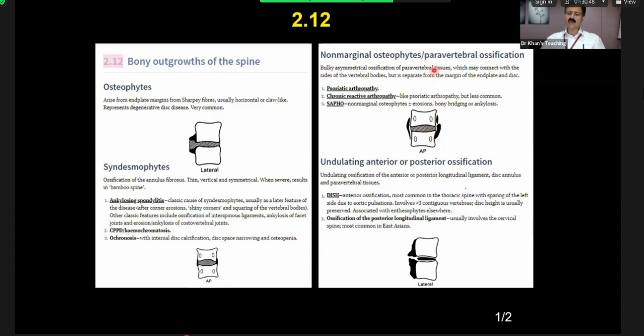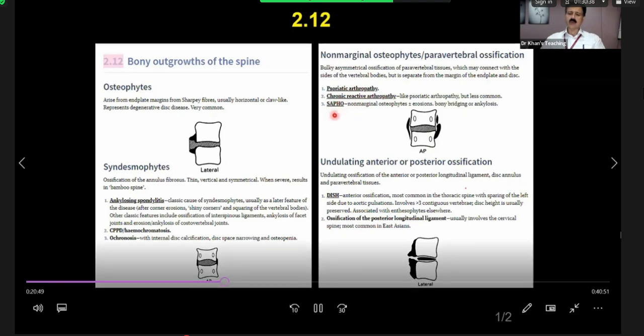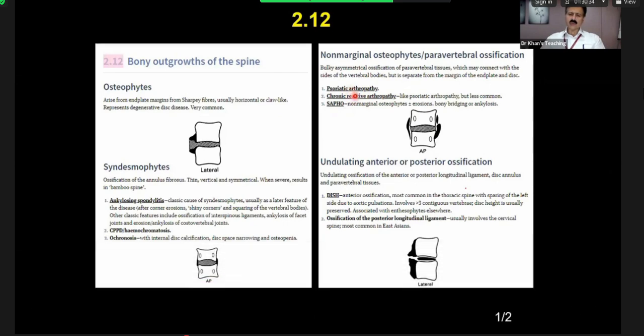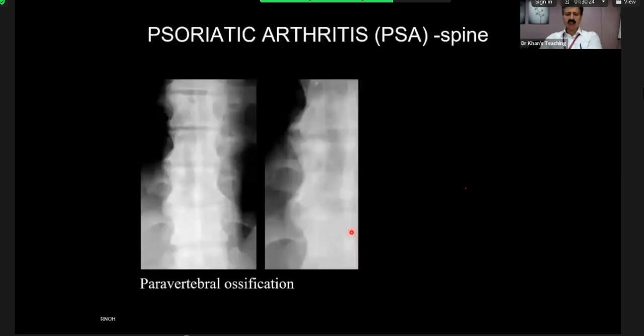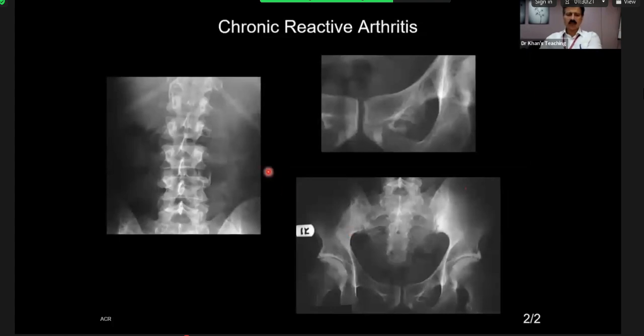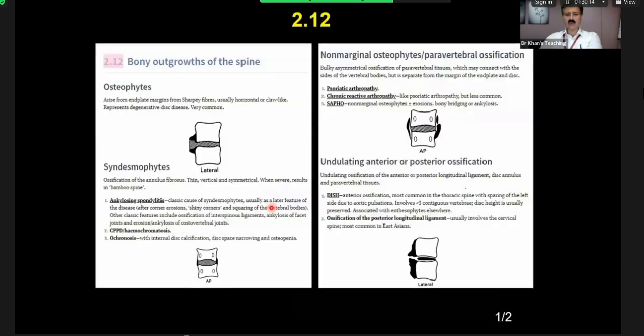So when will you see this paravertebral ossification? You will see it in psoriatic arthropathy and chronic reactive arthropathy. SAPHO, I believe, is slightly beyond 2B, so I'll not teach you SAPHO. But these two, you have to remember. So we'll come back to this entity later on. Now, in the case which we saw here, look at this. This may be attached to the vertebral body. It is going here, but it is not arising from the annulus.